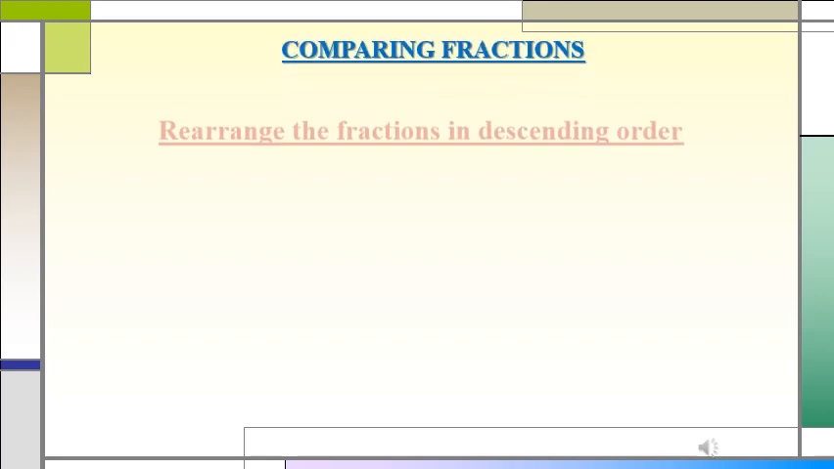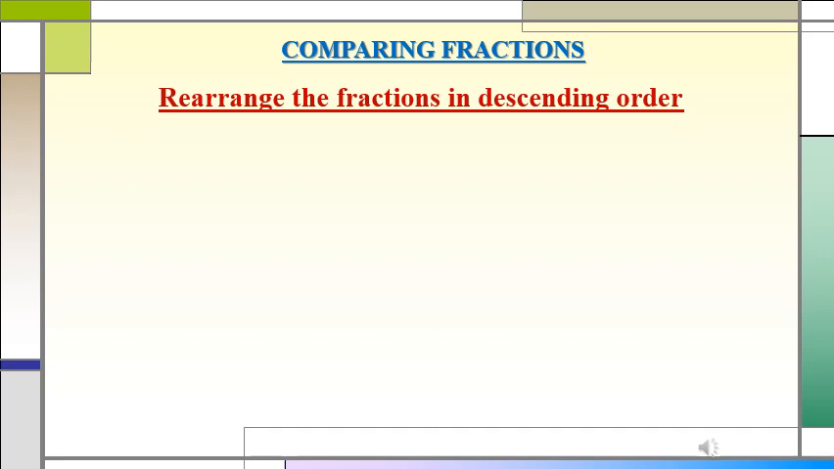Students, let's compare fractions and rearrange the fractions in descending order. That is from big to small. Let's take the next example: 1 by 8, 5 by 12, 2 by 6 and 3 by 4. Since the numerators and the denominators are different, we have to first convert them into equivalent fractions with the same denominator.